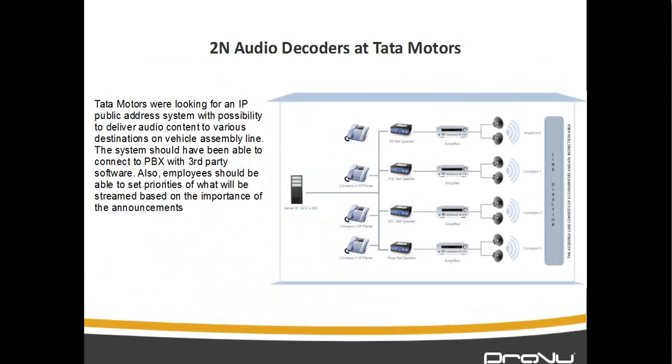Finally, the 2N, this is more like a use case scenario, an actual use case. Tata Motors in India are using the 2N audio decoders in their manufacturing plant. The problem was they had tested quite a few different products. They were not happy with them because they didn't work the way they wanted. So they went for this 2N audio decoder system, which connects to the existing amplifier system.